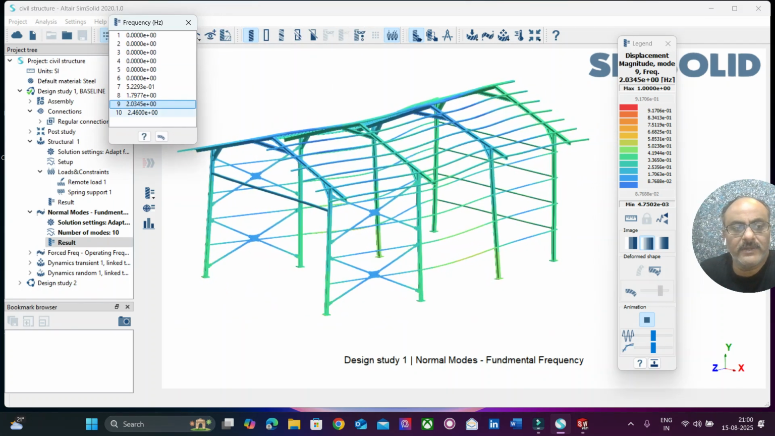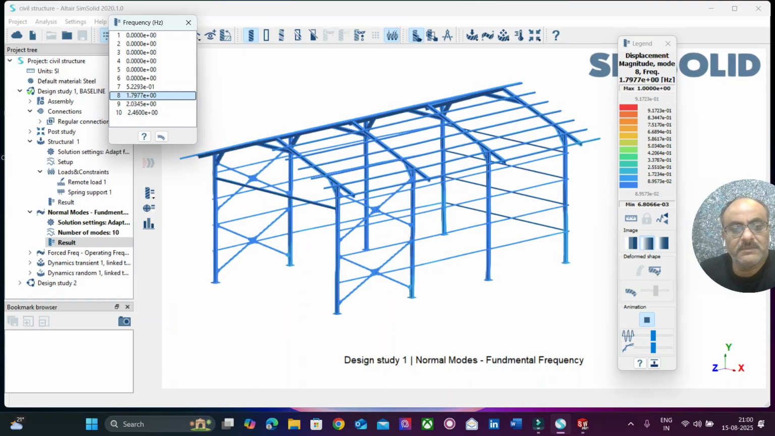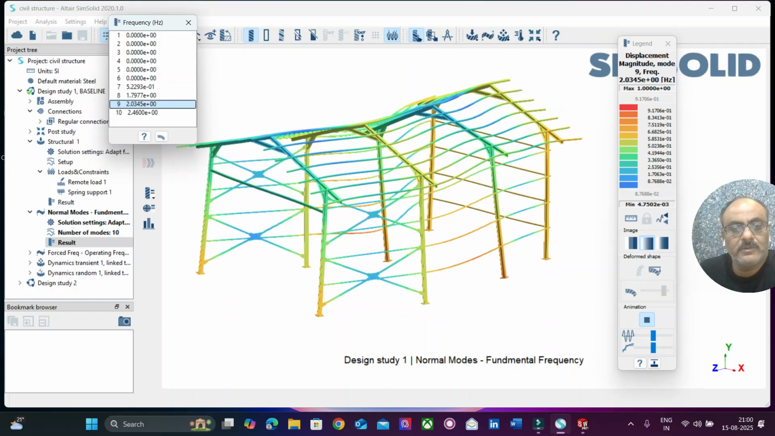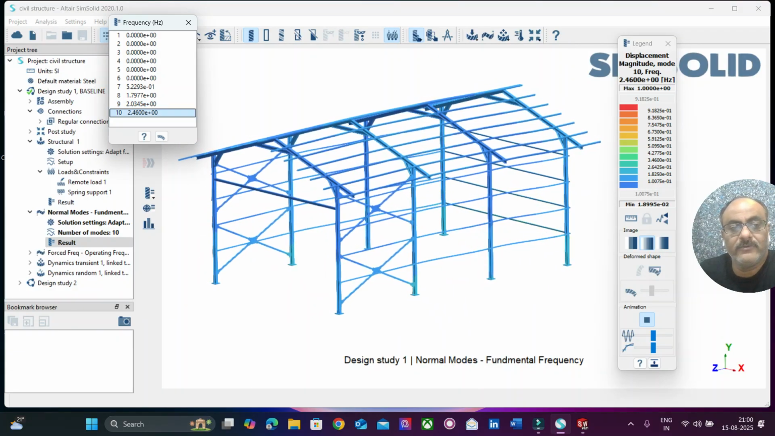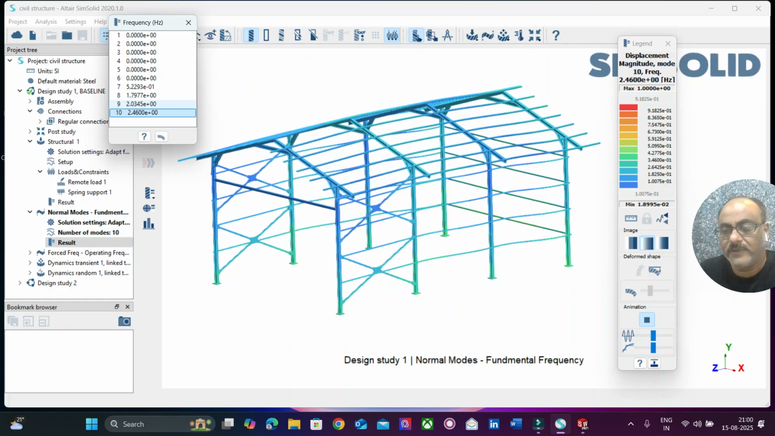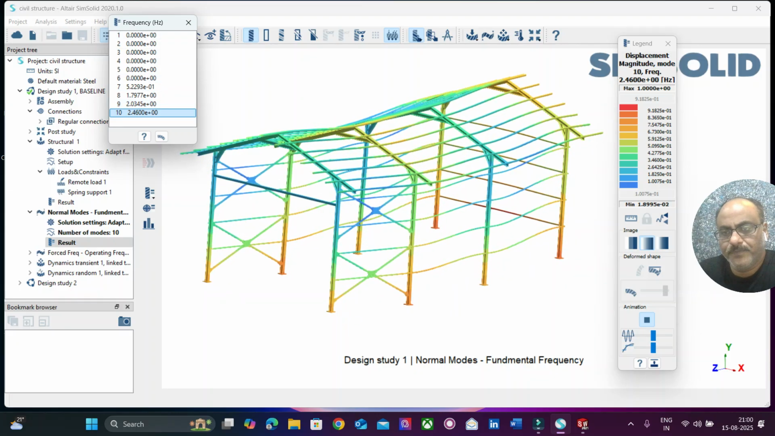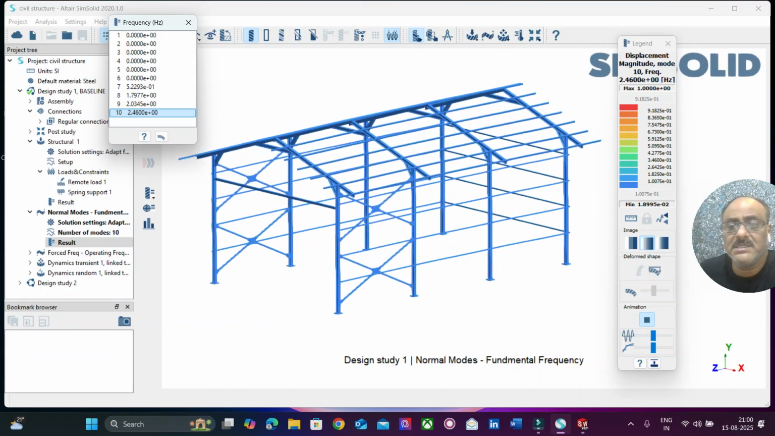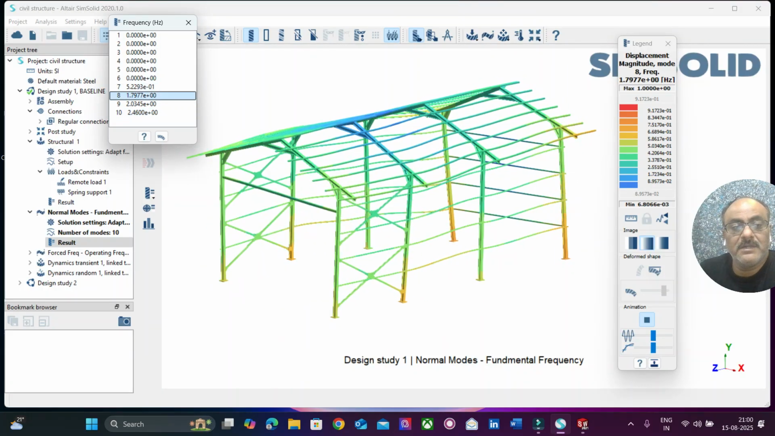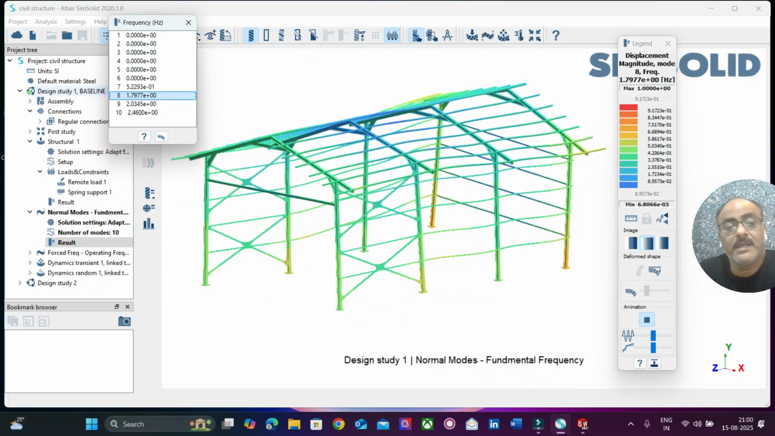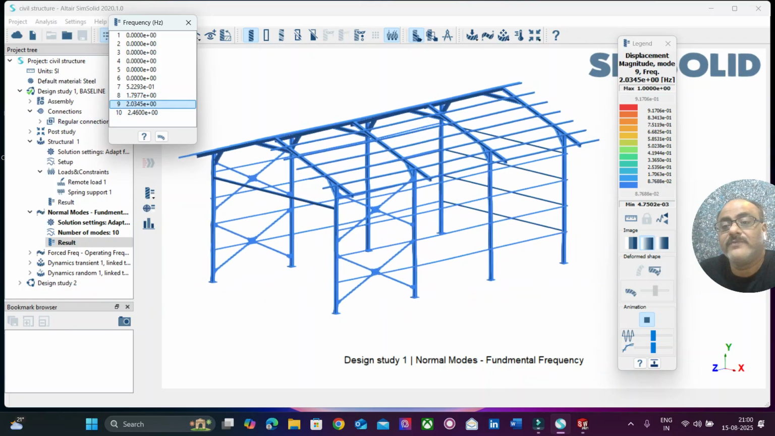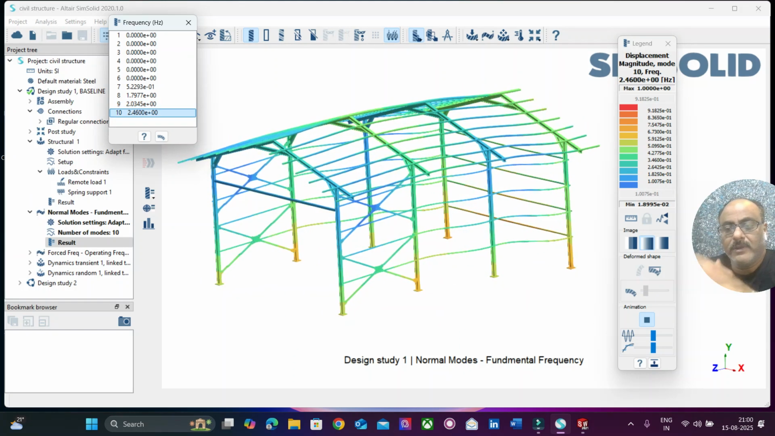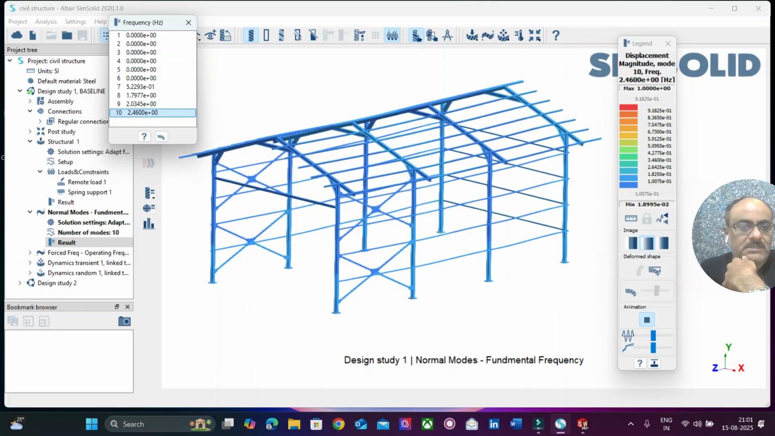Okay, so these are the frequencies. The first frequency is about 1.79, almost 1.8 hertz. The second is about 2 hertz. The third is about 2.4 hertz. Now we find that the displacement values are all considerably lesser. The first fundamental frequency is about 0.9, the second is again 0.9, and the third is 0.9. It's within 0.9 with a second decimal variation.